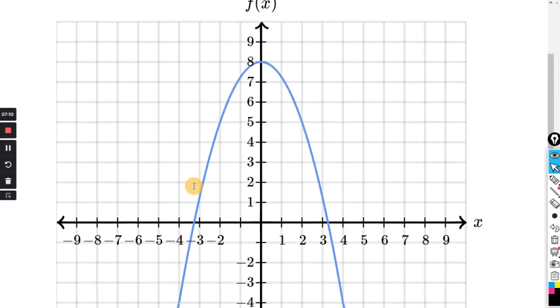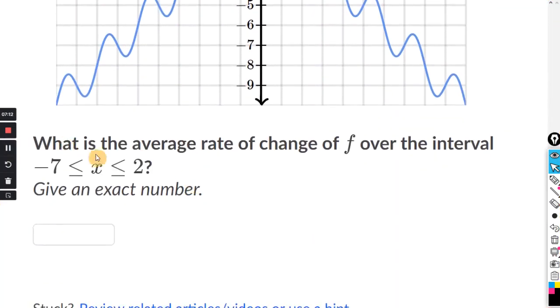All right, here we have a graph, and they want to know what is the average rate of change of f over the interval from -7 to +2. All right, notice this. These are the x values. It runs from -7 to +2. Average rate of change is slope. So let's take a look.